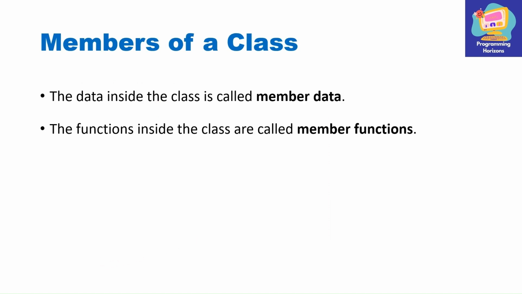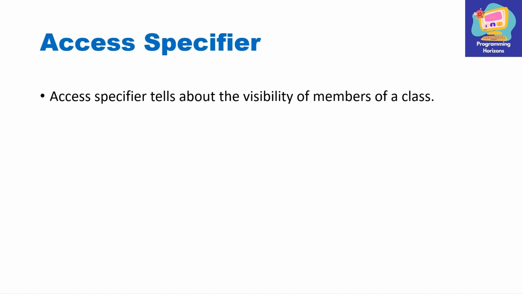The data or variables inside a class are known as member data. And similarly, the functions or methods inside the class are known as member functions. Now the access specifier that we have just seen inside the class definition is actually a keyword that tells us about the visibility of the members of a class. There are three main types of access specifiers in our programs.